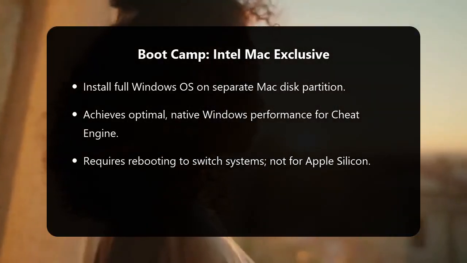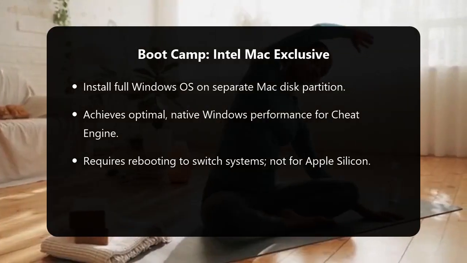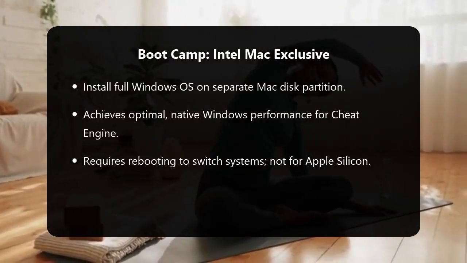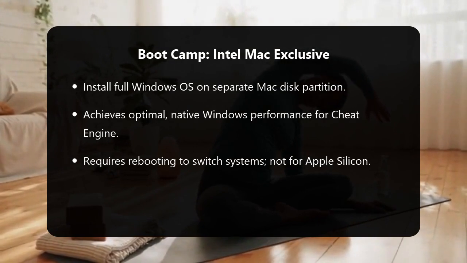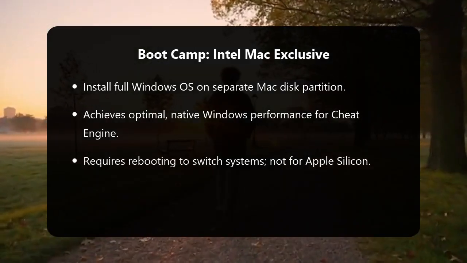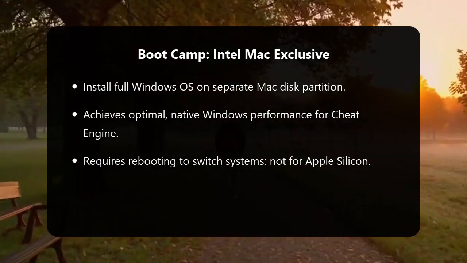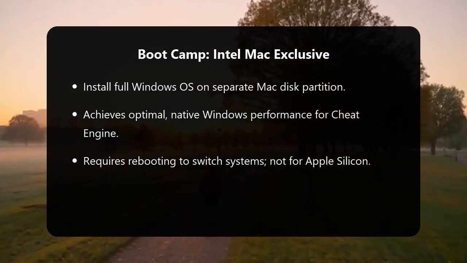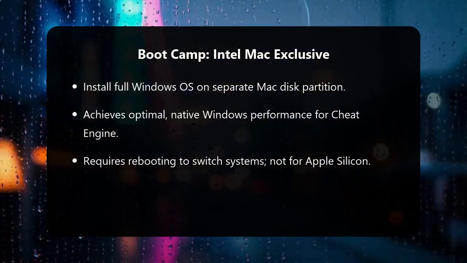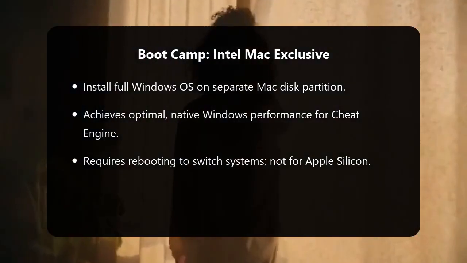In summary, while Cheat Engine doesn't have a native macOS application, Mac users have viable pathways to utilize it. For the most reliable and compatible experience, a virtual machine running Windows is often the go-to, especially for Apple Silicon Macs. For Intel Macs seeking maximum performance, Boot Camp is superior, though less convenient for switching. Compatibility layers like Wine/Crossover offer a lighter but potentially less stable alternative. Choosing the right method depends on your Mac's hardware, your technical comfort, and your specific needs for performance and convenience.